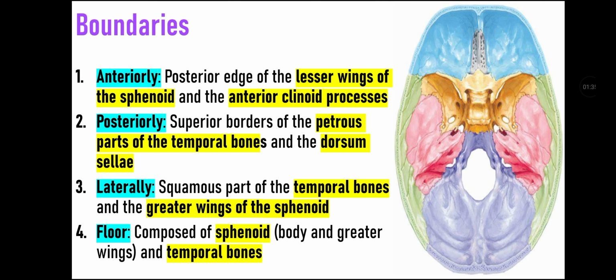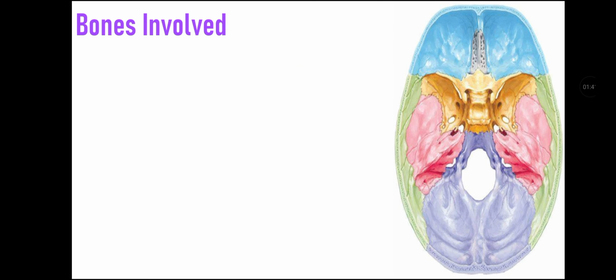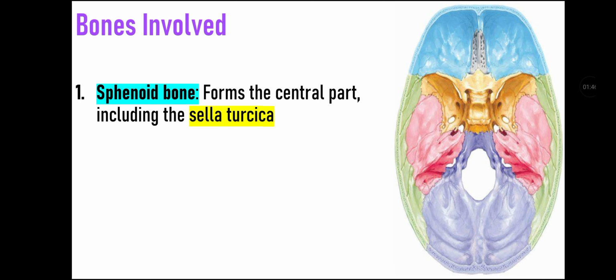Next is floor, that is composed of sphenoid bone, that is body and greater wing of sphenoid bone and temporal bone. Now let's talk about bones that are involved in middle cranial fossa. They include sphenoid bone. Orange color bone is sphenoid bone here in diagram. It forms the central part including the sella turcica.